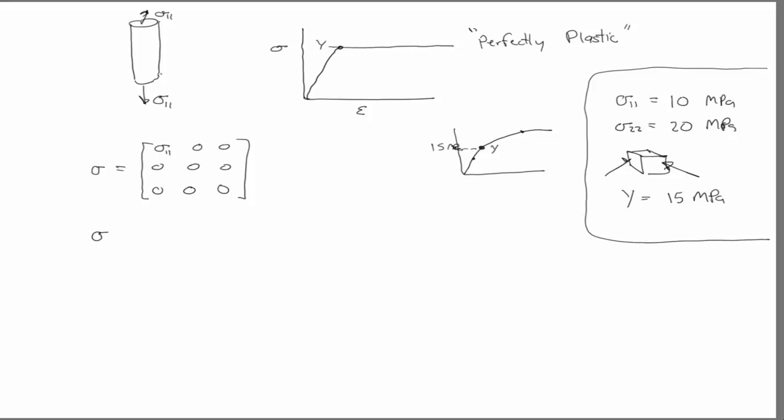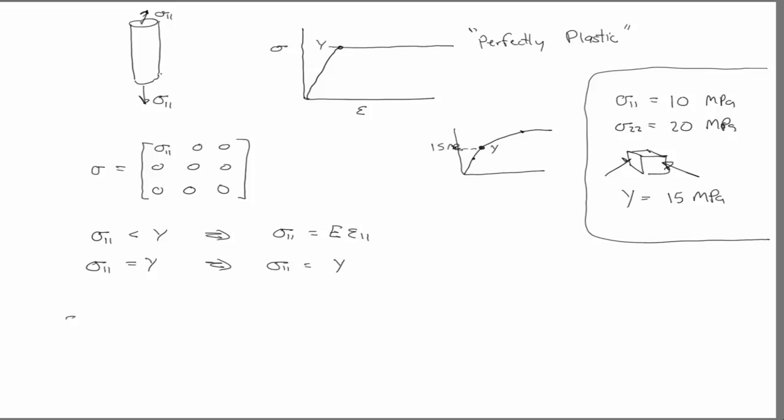Again, if sigma 1,1 is less than Y, then we have sigma 1,1 equal to E epsilon 1,1 through Hooke's law. If sigma 1,1 is equal to Y, and I only say equal to Y because it can't be greater according to our idealization, then sigma 1,1 is equal to Y. So in this case, our constitutive law is just Y. After yielding, the stress is Y, the yield stress. All right? So let's see what we can do.